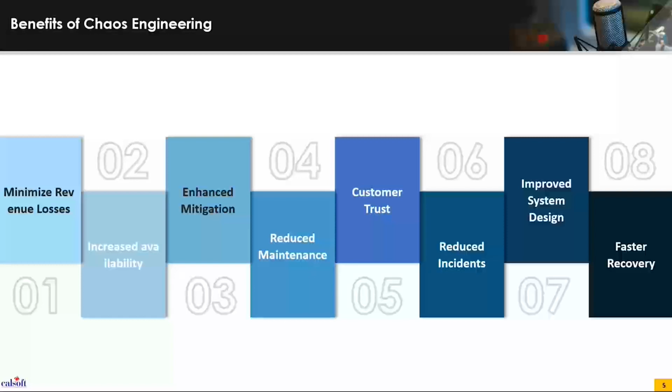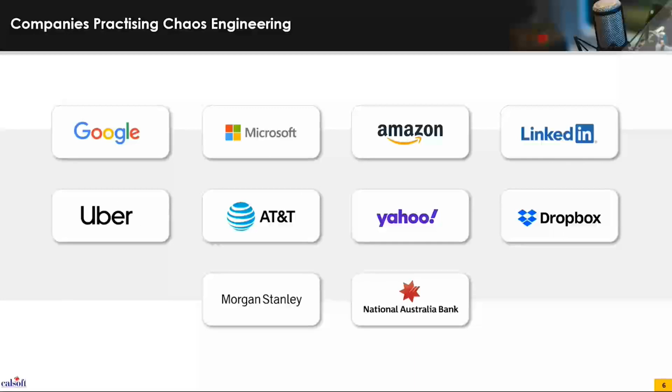Oh, there's a huge list of companies which are opting for chaos engineering practice. To name a few big players in the industry, the likes of Google, Microsoft, Amazon, LinkedIn, Uber, AT&T, Yahoo, and Dropbox are a few technical giants who are already using chaos engineering. Apart from that, we see a lot of adoption in the banking and finance sector where the requirement on availability is higher. Banks like Morgan Stanley and National Australia Bank.